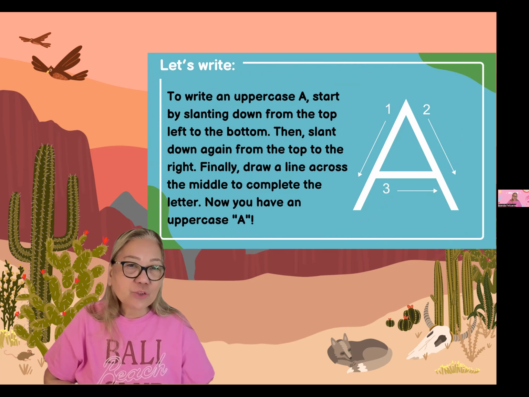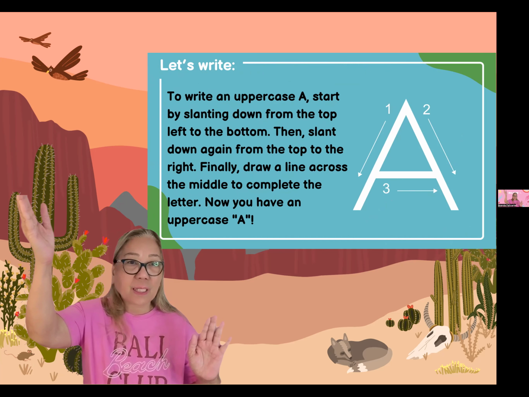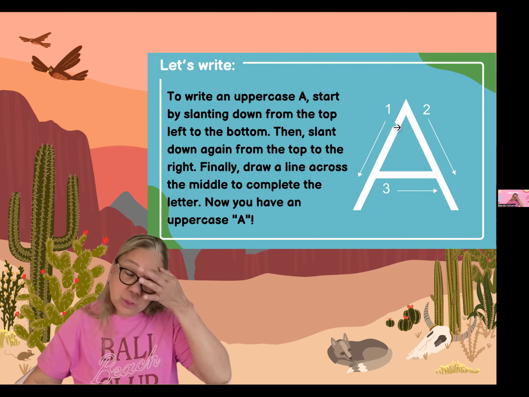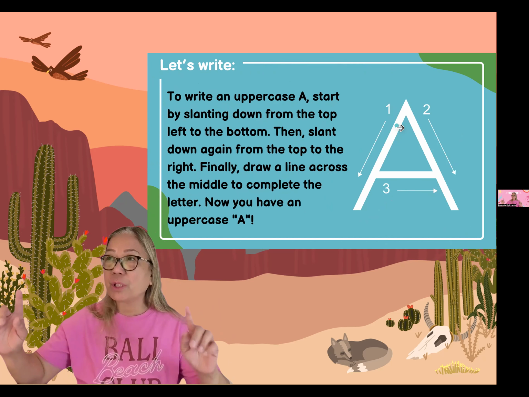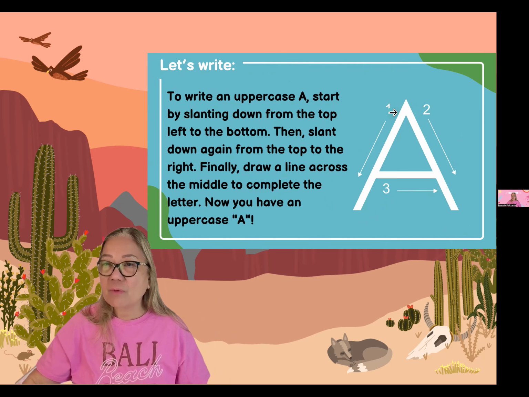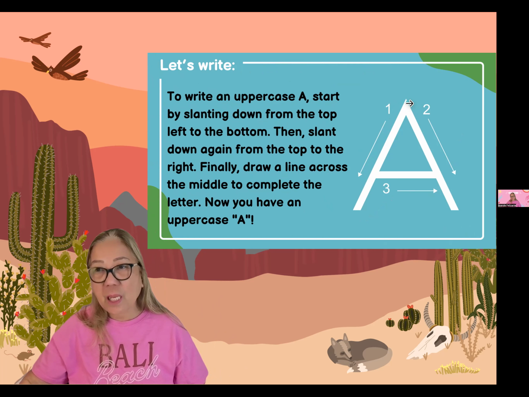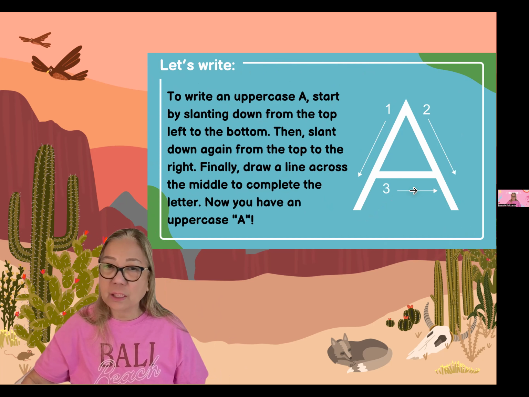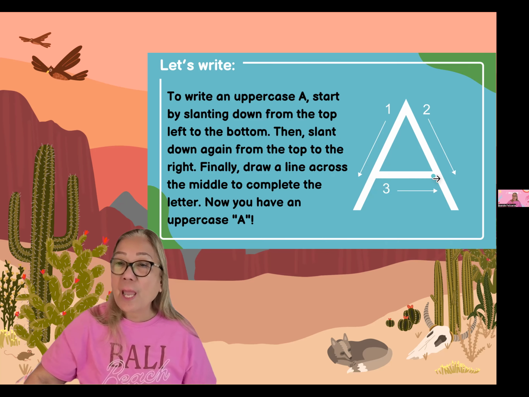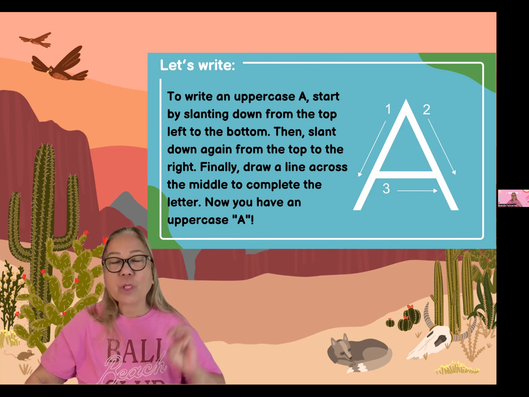All right, now let's try to write an uppercase A by starting a slanting line from the top. You know, when you are teaching writing to preschoolers, there should be numbers first. So you have from the top, slide down. And then another line from the top, slide down to the right. And then you draw a line across the middle to complete the letter A. Now you have an uppercase A.